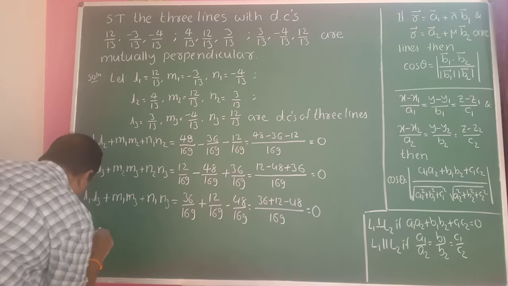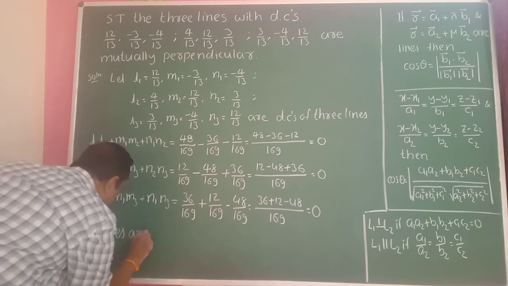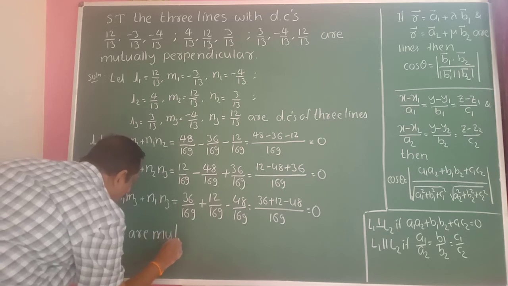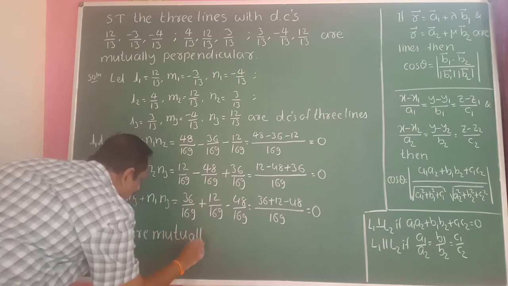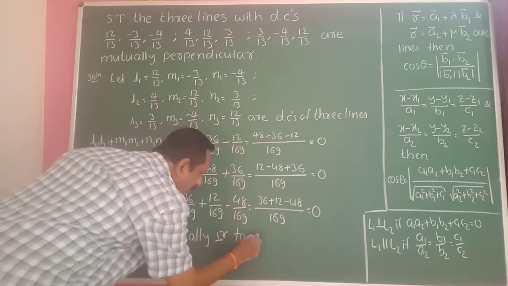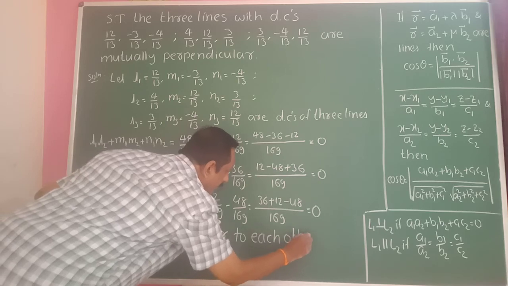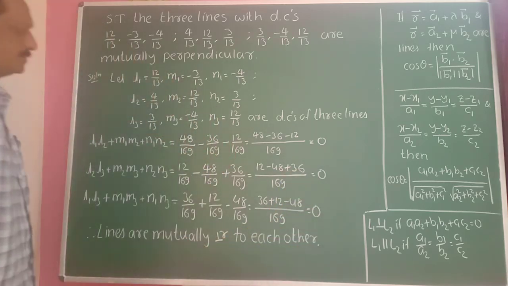Therefore in all the cases it is 0 here, so the lines are mutually perpendicular to each other. Okay, this is the solution.